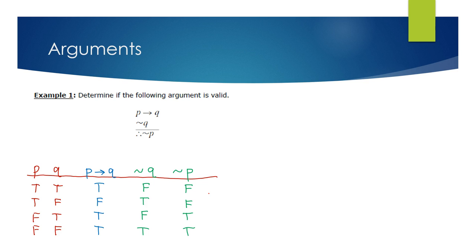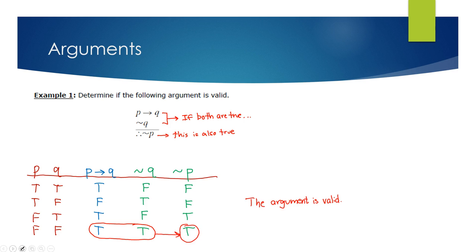Now what I'm going to do is compare them. I'm only going to look at the cases where both premises are true. So that means the third and fourth columns, where I'm only looking for cases where I have the truth value of true in both of those. That's true only here. They're both true here. Now, if both are true, then for this to be a valid argument, the conclusion has to also be true. And that happens to be the case here. Therefore, this is a valid argument.